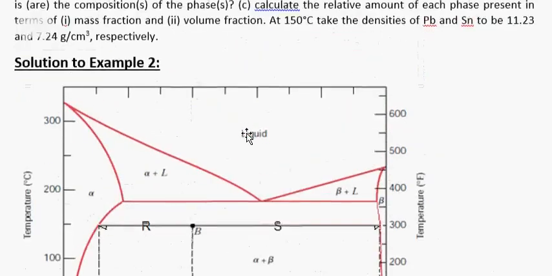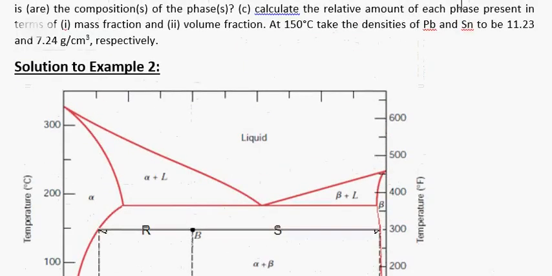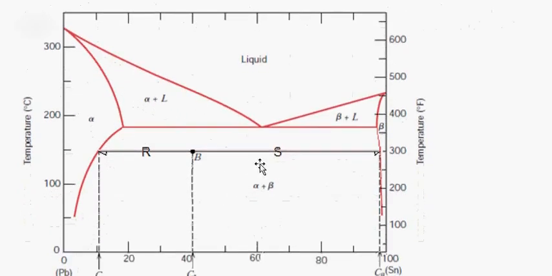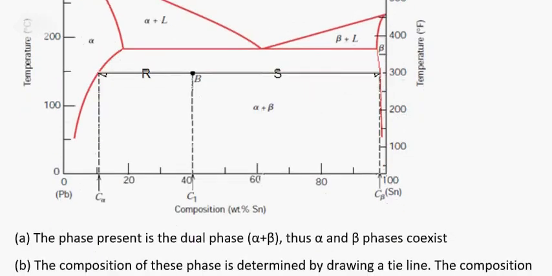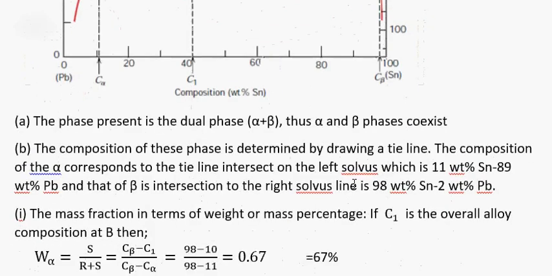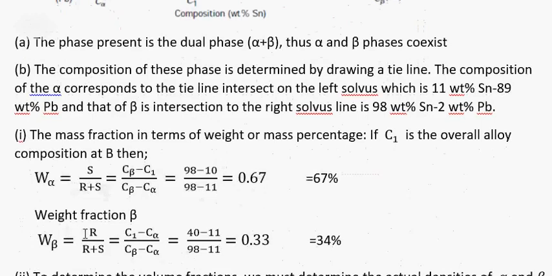Alpha and beta coexist. And then what are the compositions of these phases? Here we are asked to find the composition of the alpha and that of the beta. So in this case, we draw the tie line here. The composition of the alpha corresponds to this, which is 11% by weight tin and 89% by weight lead, and that of the beta here is given by this point. And then we are asked to find the weight fraction of alpha and beta.